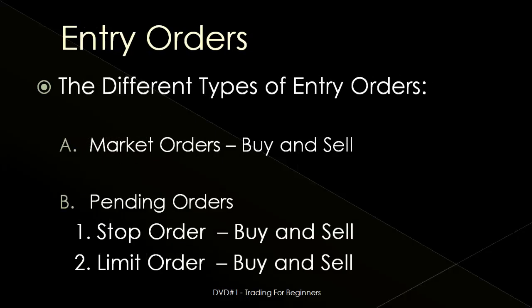Now let's take a look at the different kinds of entry orders. As I mentioned, there are different types of entry orders. You have market orders, which you can use to buy and sell, and you have pending orders, which are placed in advance. Under pending orders, you have stop orders and you have limit orders. And for both of these, you have the ability to buy and sell.